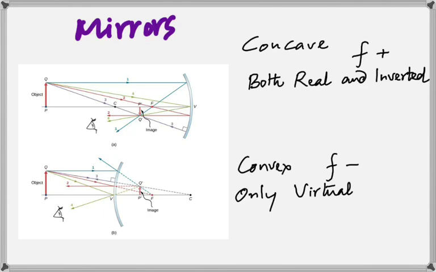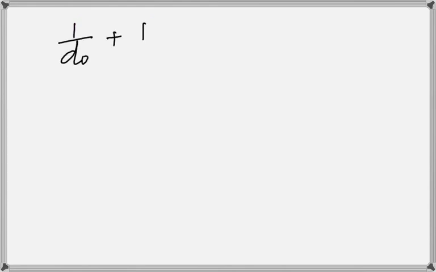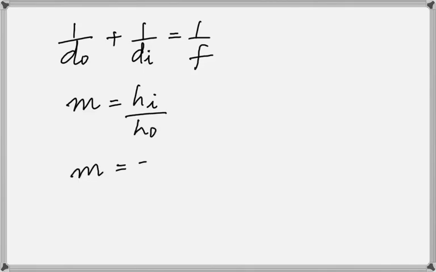Do you want representation? From there, you know the law of distances, 1/DO plus 1/DI is 1/F, and magnification is HI/HO, or magnification is negative DI/DO. Here is a problem. Can I say that all real distances are positive and all virtual distances are negative? Can I say that? Yes, that is correct. Any real distance is positive. Any virtual distance is negative.